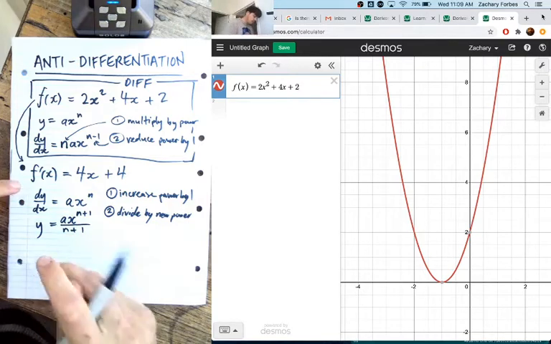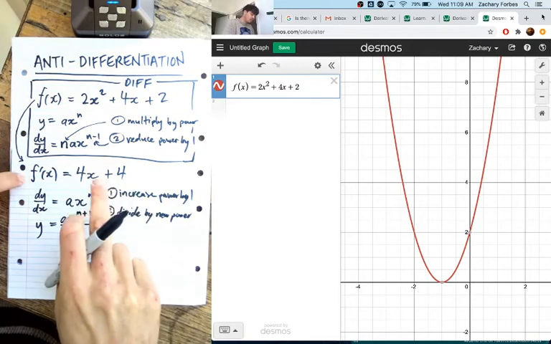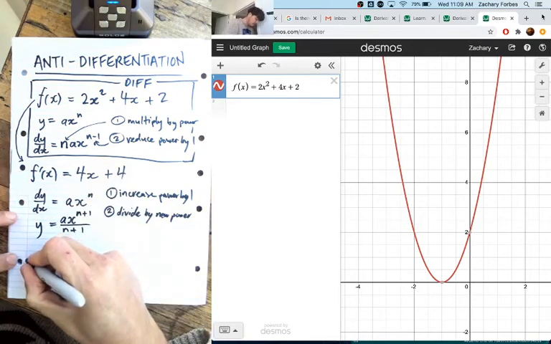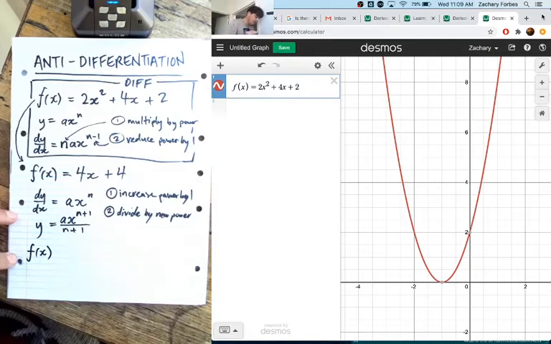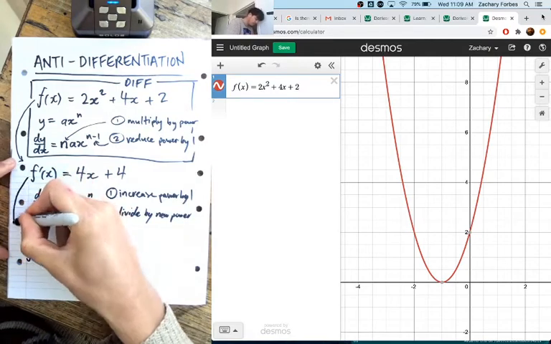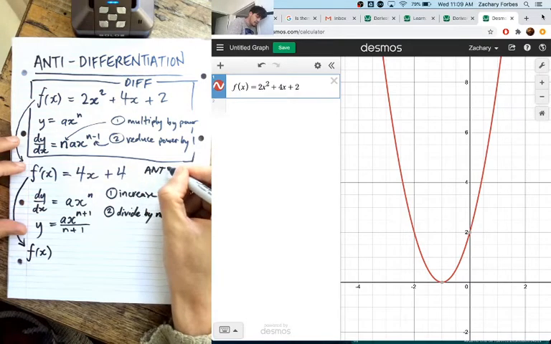So we're starting off with f dash of x equals 4x plus 4. Let's apply the rules to that. It's going to be f of x, because we're going from f dash of x and we anti-diff. I'm going to write that up here. Anti-diff.